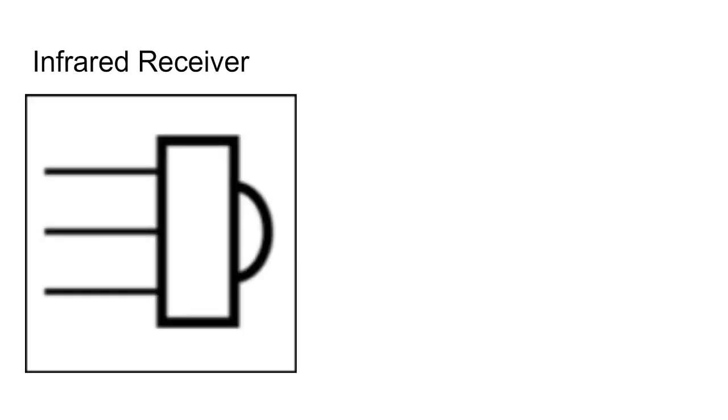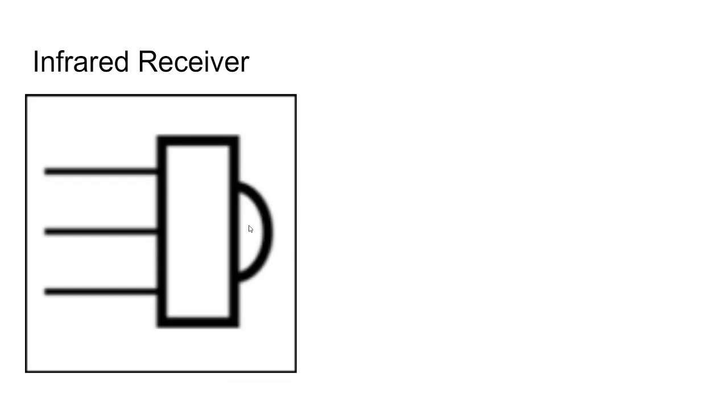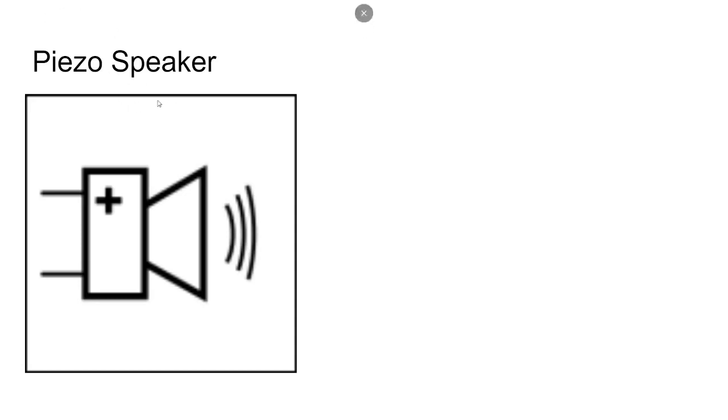Infrared receiver: basically, an infrared light will send out a pulse, and that pulse will come back, and the infrared receiver can then process this information and see how long it took for the infrared light to come back and how that relates to how far away an object is. If nothing comes back, then it's going to constantly output nothing, and that nothing says there's no object in front of it. So the piezo speaker is just a type of speaker.